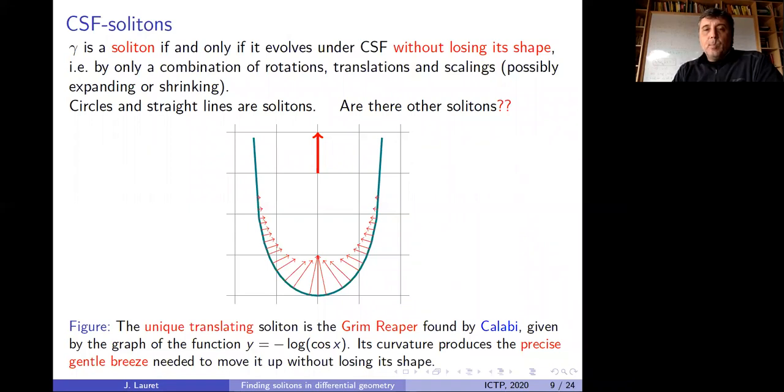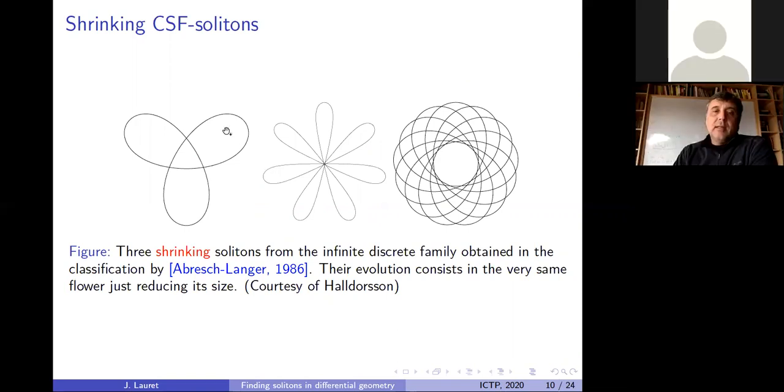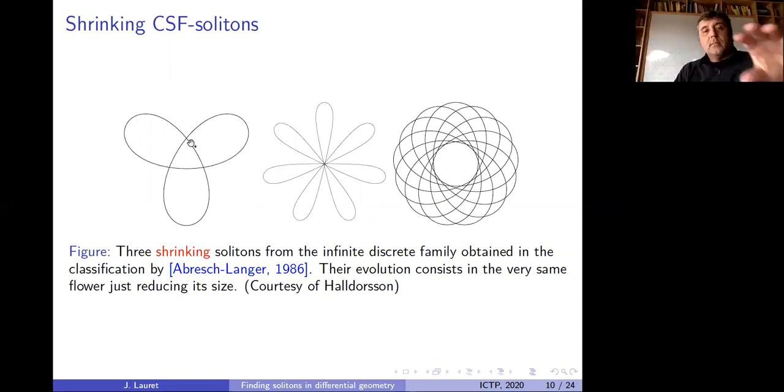Okay, we have also this. Solitons, these are shrinking, so the evolution is just the same flower all the time, just smaller and smaller. There is an infinite family, depending on parameters, on natural numbers, classified by Abresch and Langer, and the pictures are by Halldorsson.